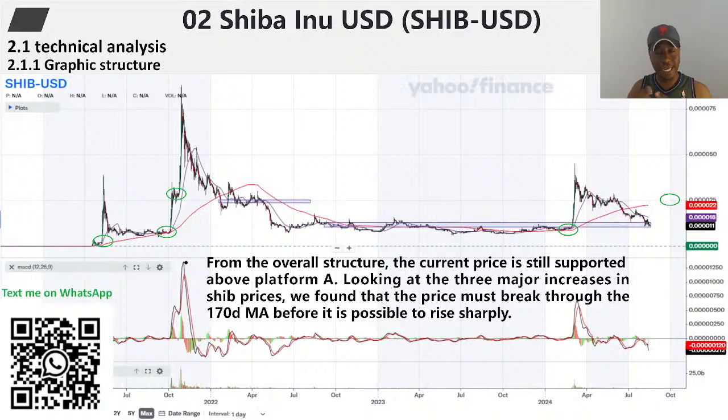And also, alternatively, if you're already holding SHIB US dollar, you might want to monitor the support levels closely and consider setting something like stop loss orders to protect against further downside.